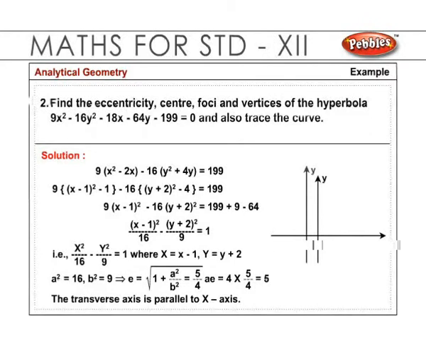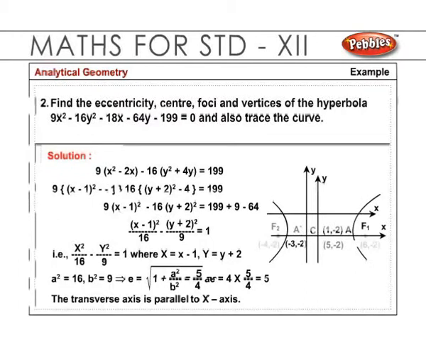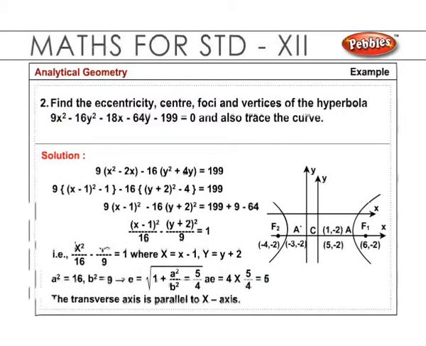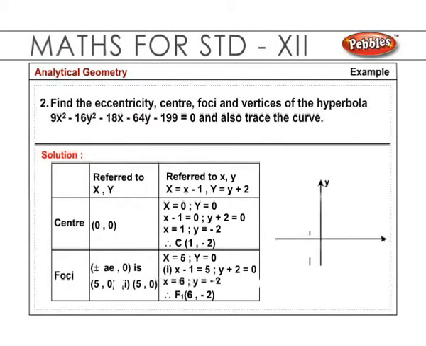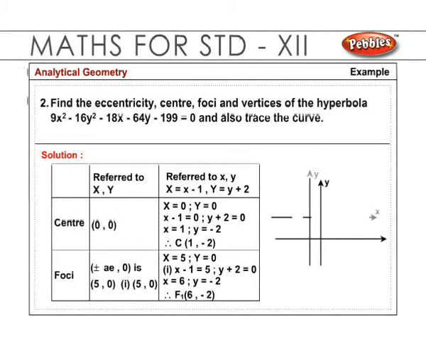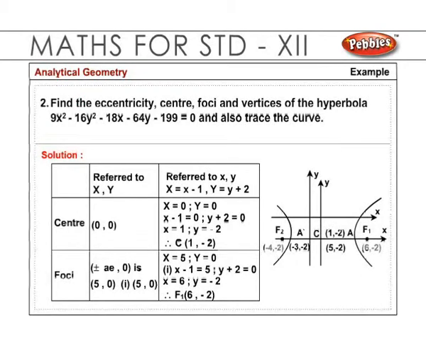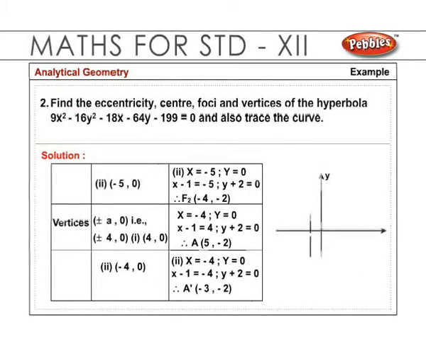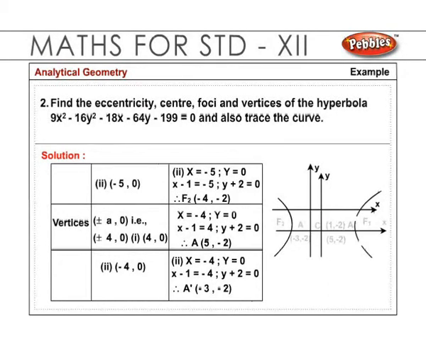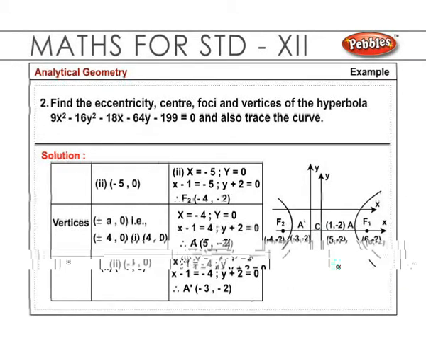From the given data, the transverse axis is along the x-axis. By shifting the origin, we get x squared by 16 minus y squared by 9 is equal to 1. Here, the transverse axis is parallel to the x-axis. Referring to x, y and simplifying, we get center C of 1, minus 2, focus F1 of 6, minus 2, focus F2 of minus 4, minus 2, vertex A of 5, minus 2, A dash of minus 3, minus 2.